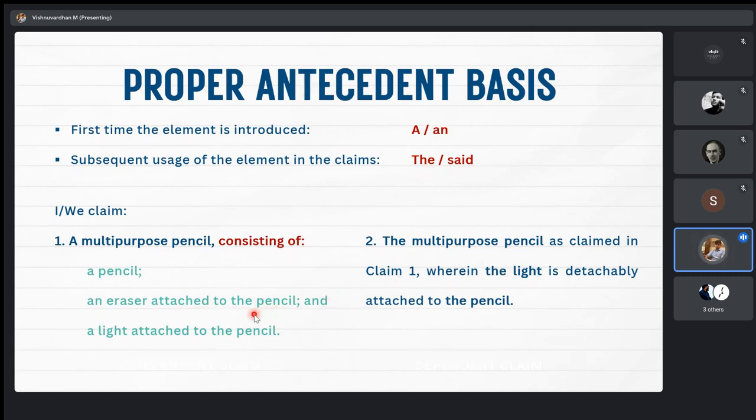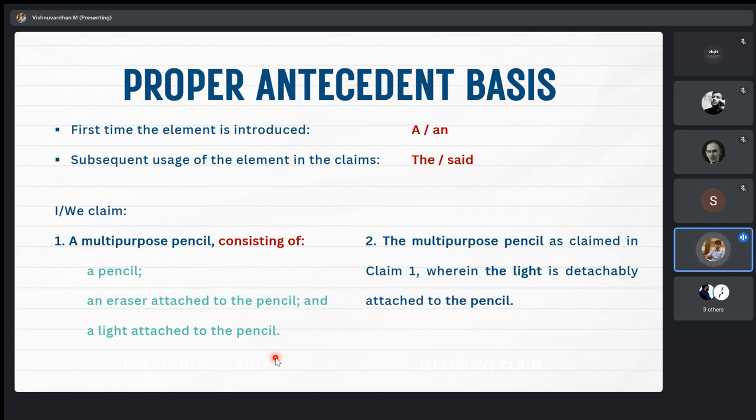Okay. So let's say I write a claim number 2 also. I've written a second claim also for this pencil with the light. So first claim is this. Second claim, it's a dependent claim because I'll be referring to claim number 1. So claim number 2, the multi-purpose pencil, because here I've already introduced a multi-purpose pencil. So this has been introduced already. So after this, I'll say the multi-purpose pencil as claimed in claim 1, because I'm referring to this, it's a dependent claim, wherein the light, because this light that I'm talking about, is detachably attached to the pencil.